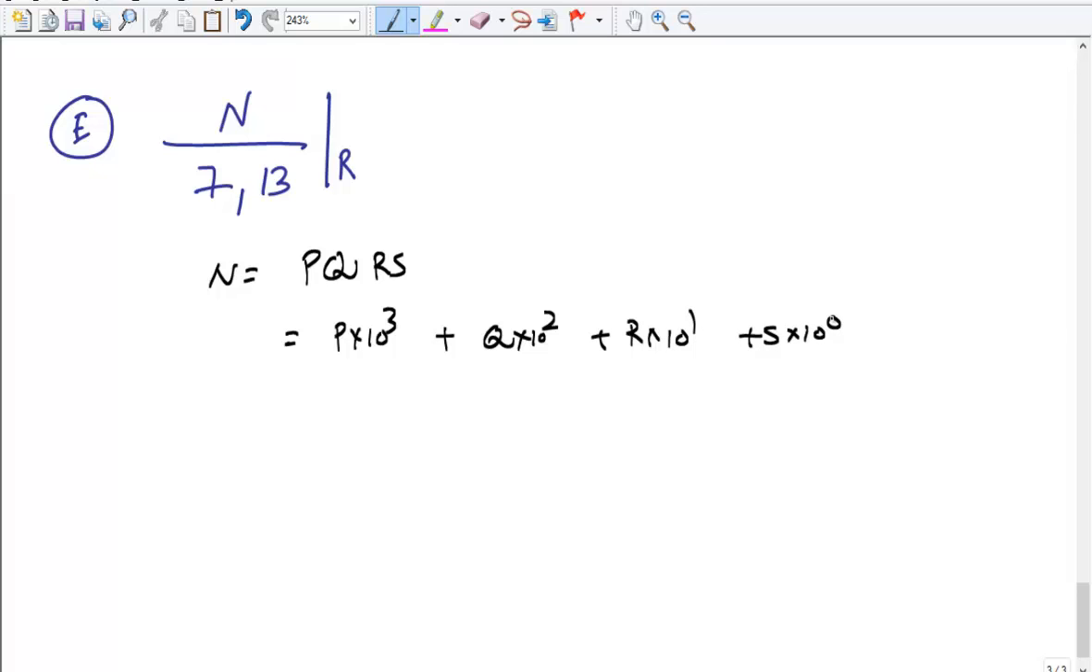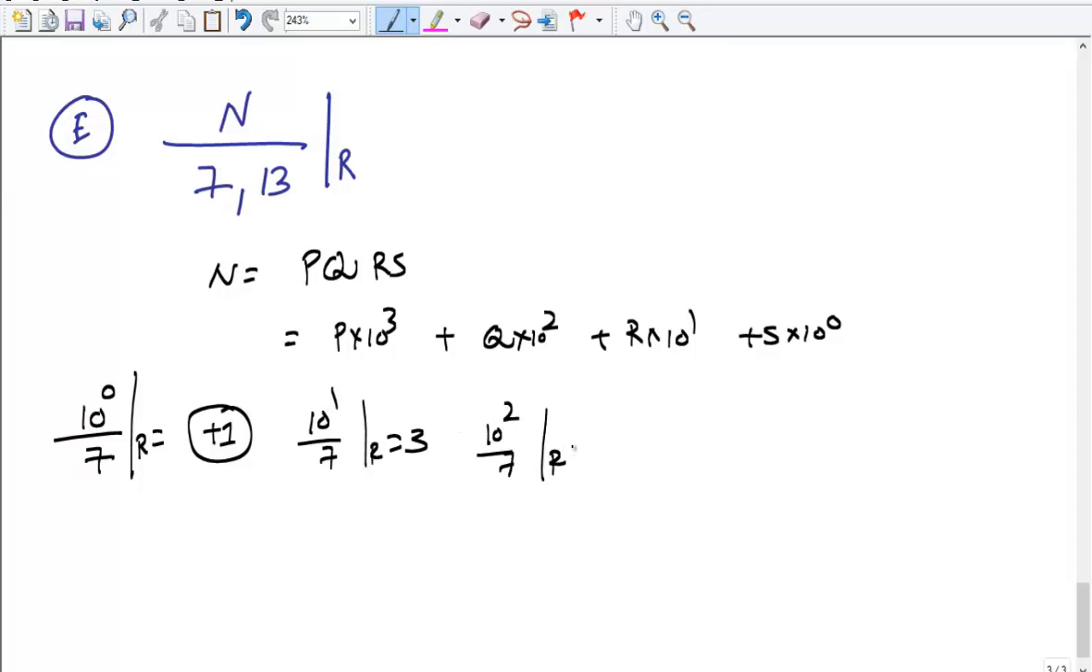What I suggested is, whenever you get a different divisor, how to find that remainder is quite simple. First, try to take 10 power 0 divided by that new divisor, which is 7 here. So that's going to be remainder plus 1. Now 10 power 1 divided by 7, the remainder is 3. 10 square by 7, the remainder is 2. 10 cube by 7, the remainder is 6. Now this remainder 6, you can write it as minus 1 also.